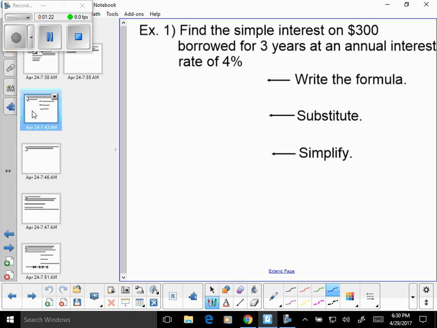First of all, we write the formula. Interest equals principal times the rate times the time. We are going to calculate the interest. It says find the simple interest. That means I remains my variable. P stands for principal, which means the amount that you have either borrowed or put in the account. In this case, it's $300.